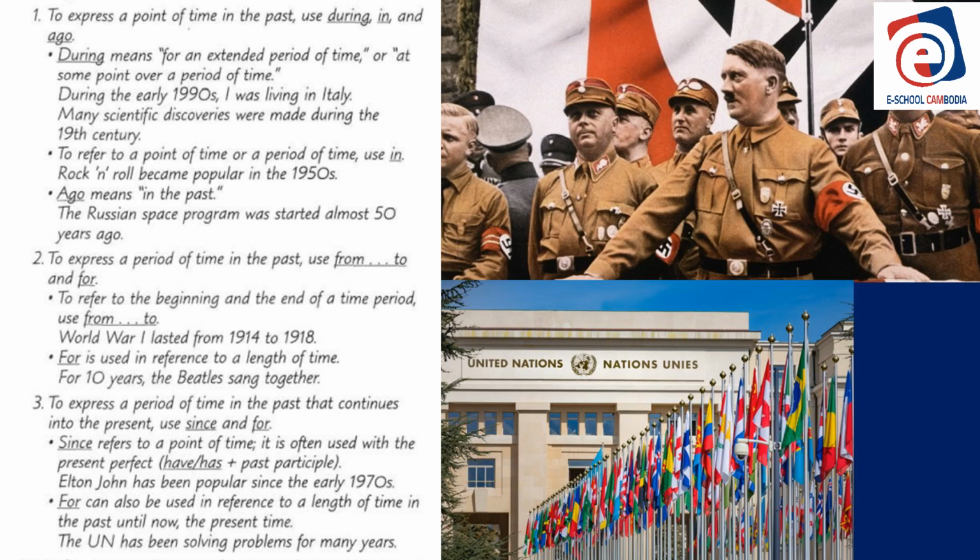It is often used with the present perfect, have or has, plus the past participle. Elton John has been popular since the early 1990s. Elton John is another popular rock and roll singer, and so Elton John has been popular since the early 1990s, from the early 1990s all the way up until today. For can be used in reference to a length of time in the past until now, the present time. So for, we learn that is the number, for 20 years, for 27 years, but we can use it as a reference in length of time, how many, from the past up until now. The UN, the United Nations, has been solving problems for many years.